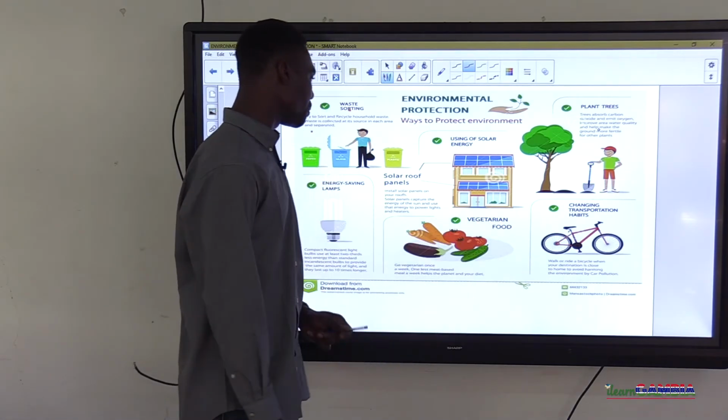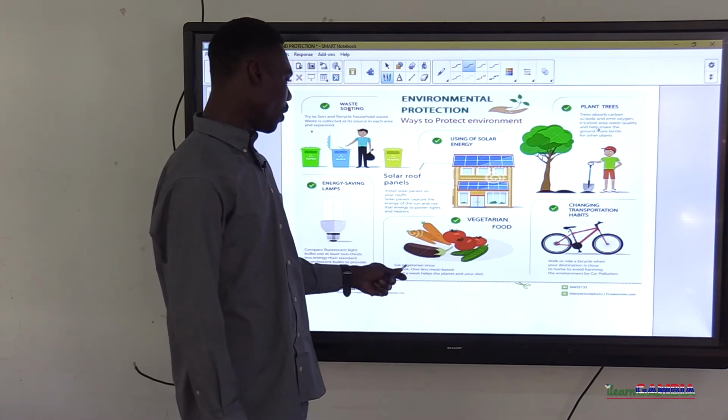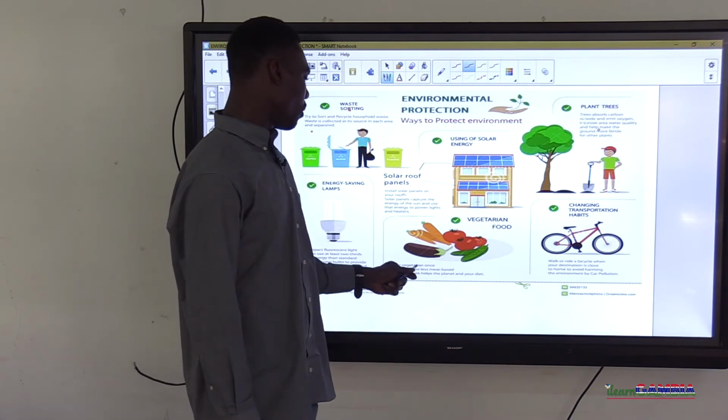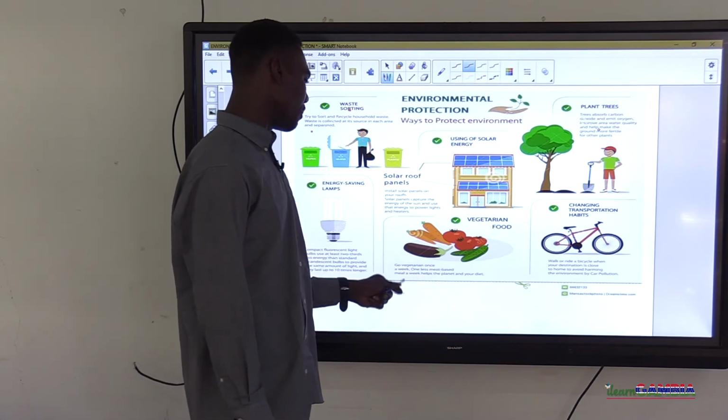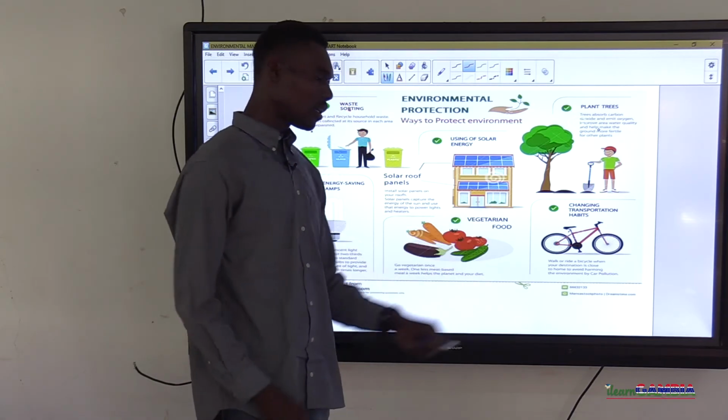Another point, vegetarian food. Go vegetarian once a week. One less meat-based meal a week helps the planet and your diet as well.